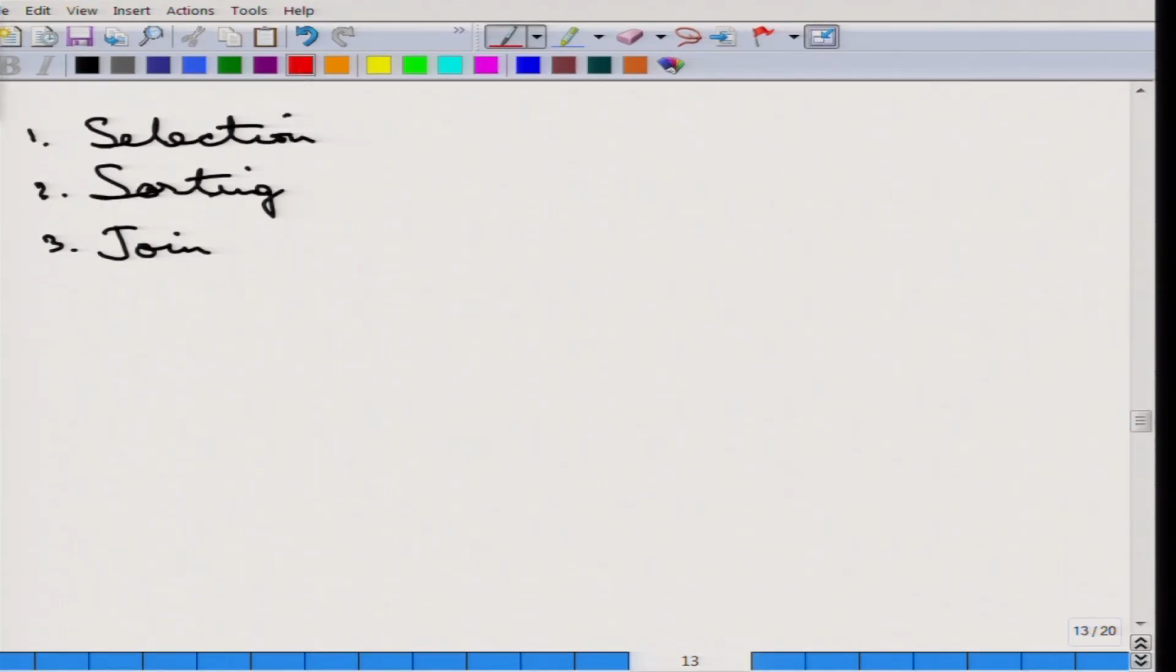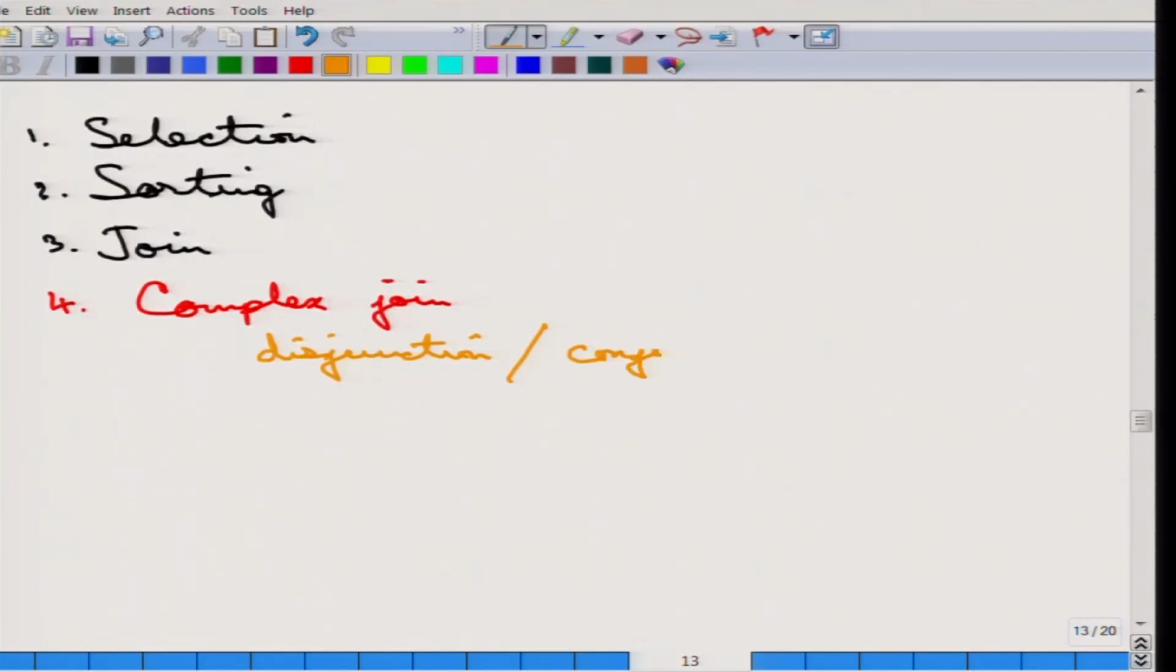First operation is a complex join. What is a complex join? I mean the join condition is a disjunction or conjunction, etc. It's not a very simple one-attribute to another-attribute join. So there is a little more complicated predicate. The predicate is a little more complex.